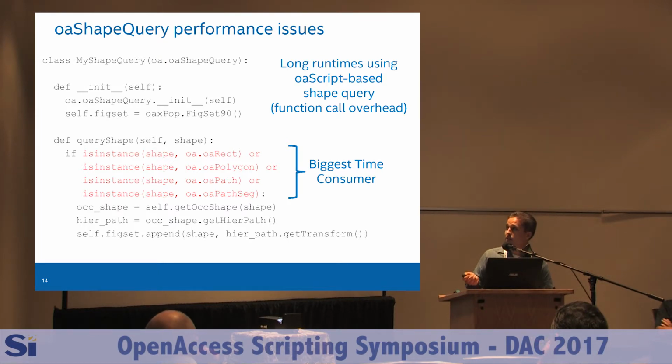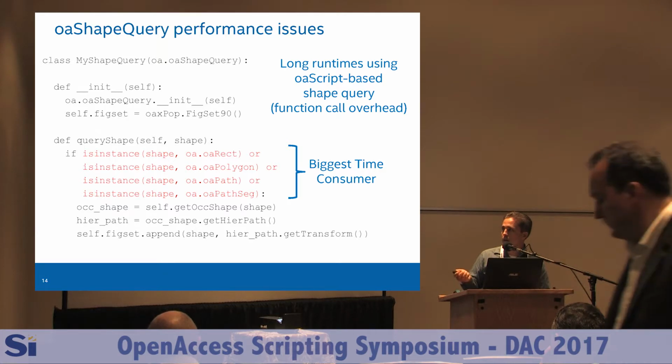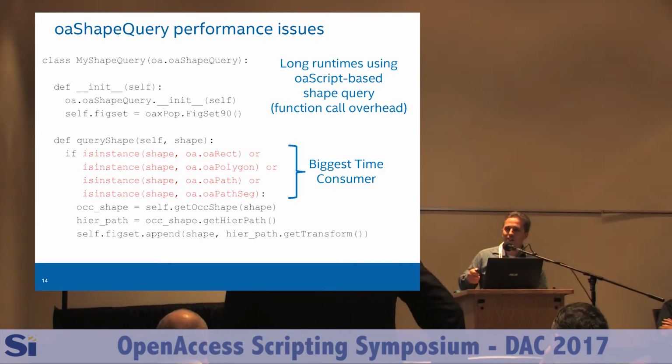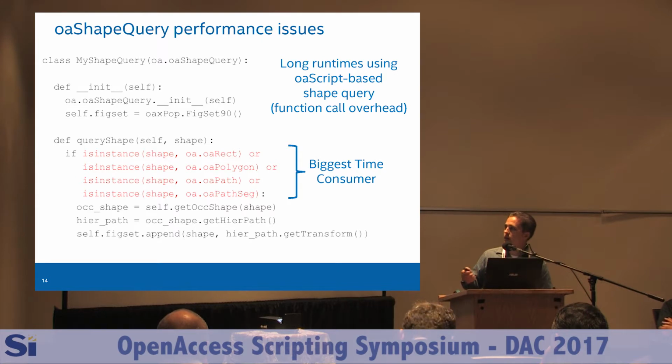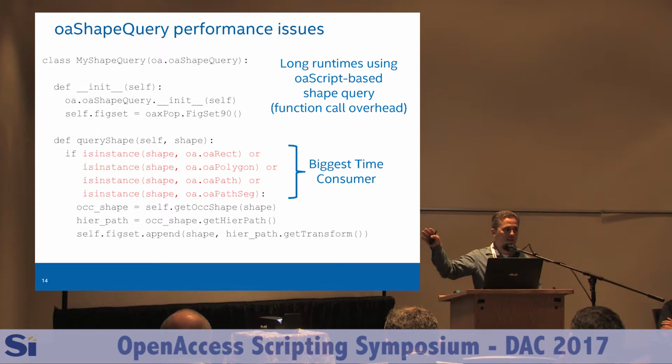So actually, since this presentation was put together, and since this experience, we have put in the ability in oaxPop to directly take a shape occurrence and put that directly into a fig set object. All of this code here, including determining if it's an actual shape that is representable inside of a fig set within oaxPop, has now been addressed and is part of the built-in system.